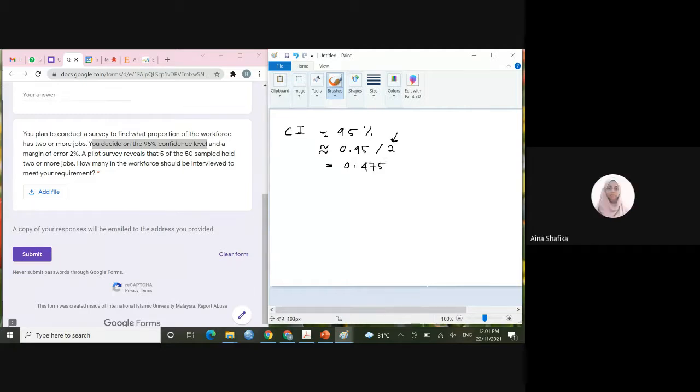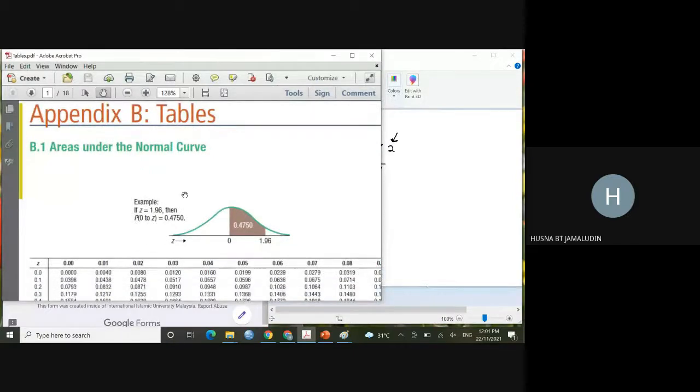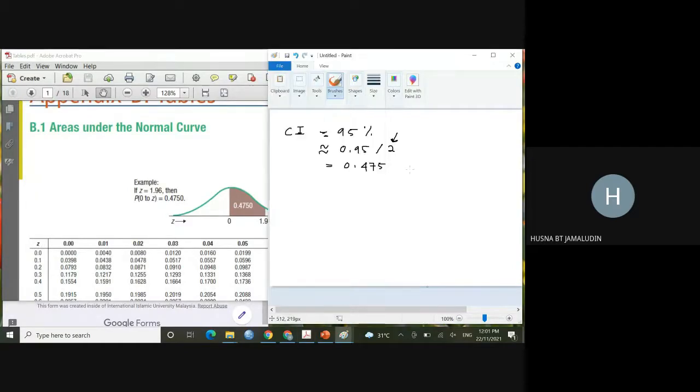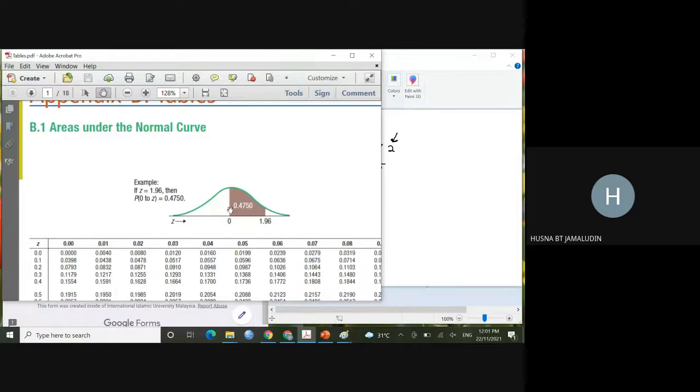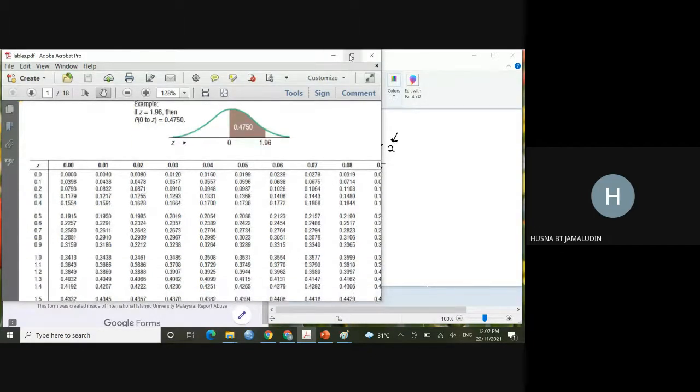What will you get? 0.475. Okay, so let's look at the Z table. This is the Z table, area under the normal curve. The Z is on the top and on the left side. Where is 0.475? I could look here, 0.475, and the value is 1.96, but this is not how you want to find it, because later on you may get a different value. So just look at the area under the curve inside the table, 0.475.